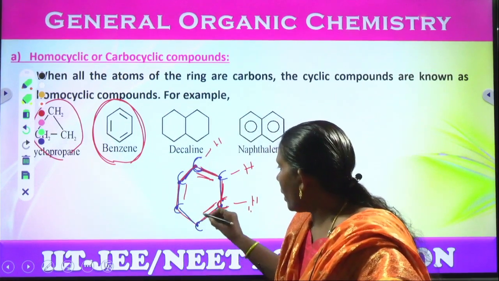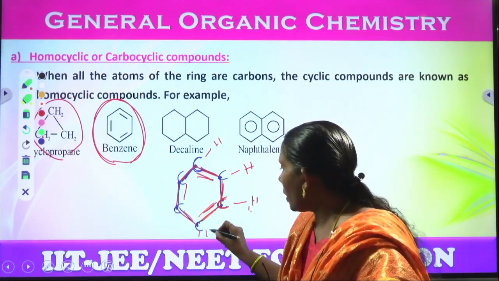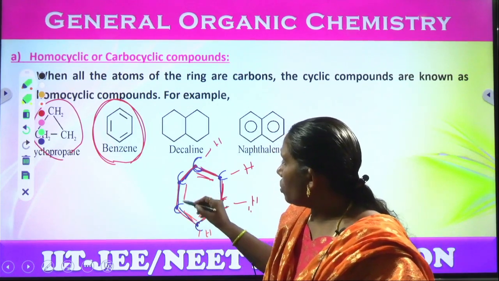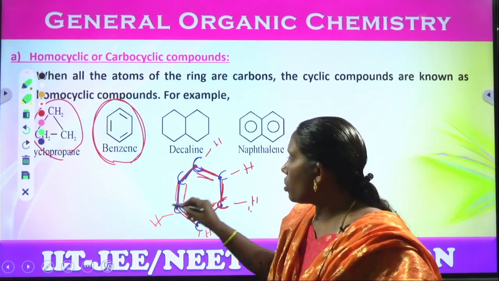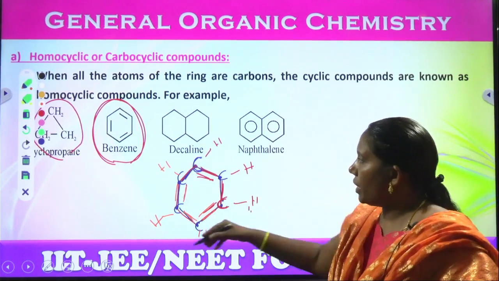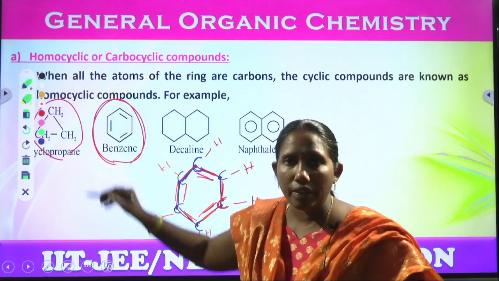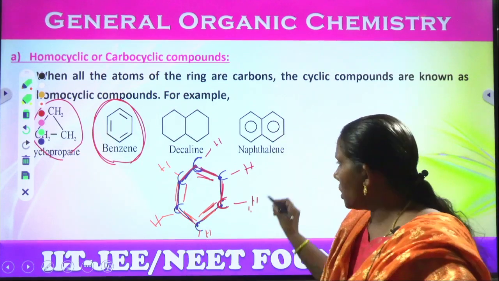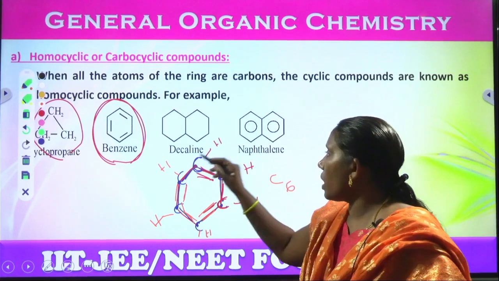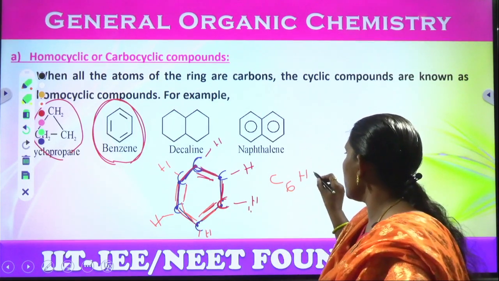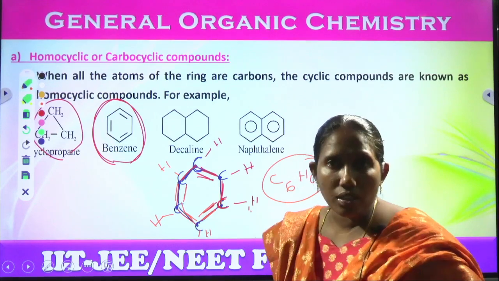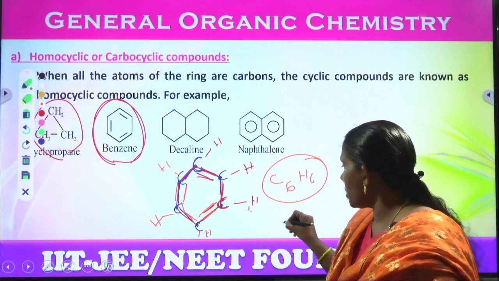This carbon, 1, 2, 3, so only 1 hydrogen is required. Coming to here, 1, 2, 3, this carbon also requires only 1 hydrogen. So this is the complete structure they have written in the line-dot structure. 6 carbons are there, C6, 6 hydrogens are there, H6. This is called C6H6, and its common name is benzene.